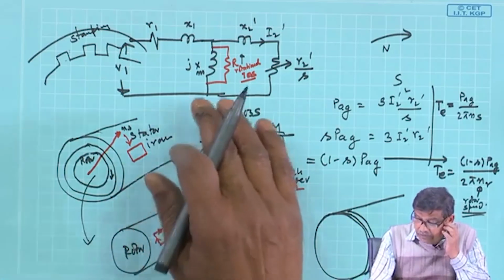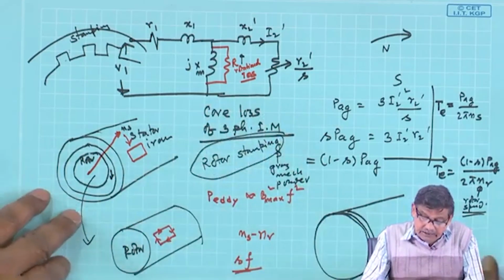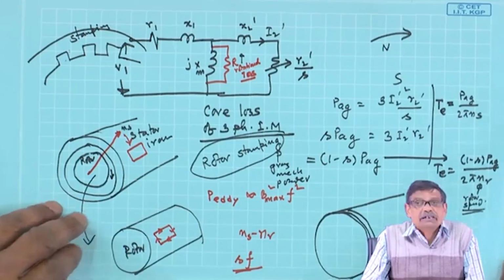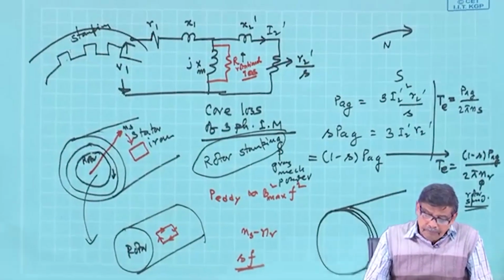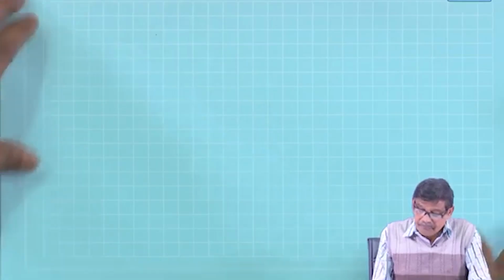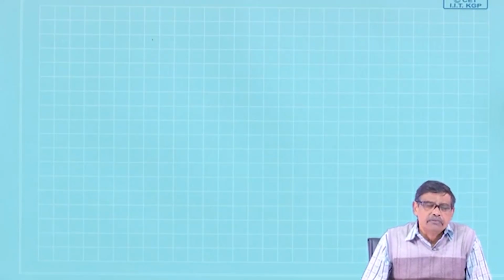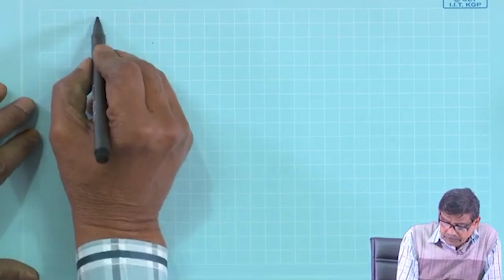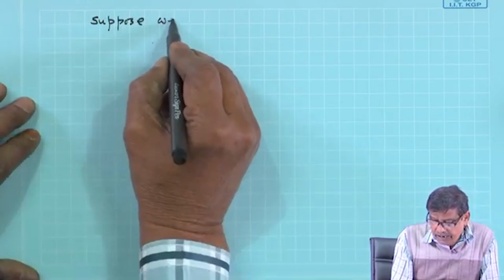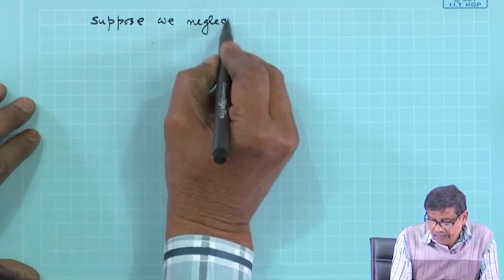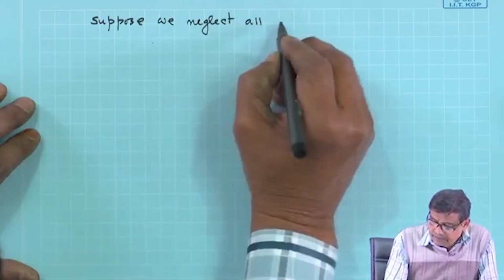Now, I will right now tell you another thing today, that is called the approximate equivalent circuit. So, this is the somewhat exact equivalent circuit. One of the approximate equivalent circuits which is very popular, and you will find M. G. Say's book also emphasizes that point. Suppose we neglect all the stator impedances.